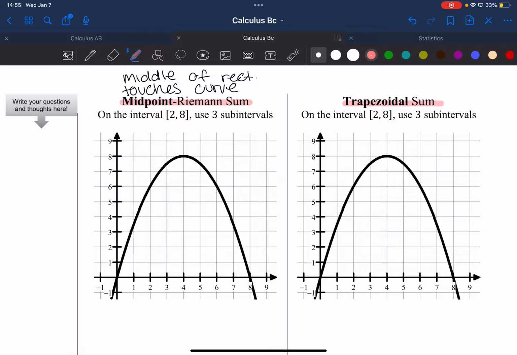And then the other one is the trapezoidal sum. So instead of using rectangles now, we're going to be using trapezoids. And we know from yesterday that the area for a trapezoid is equal to 1/2 h times base 1 plus base 2.